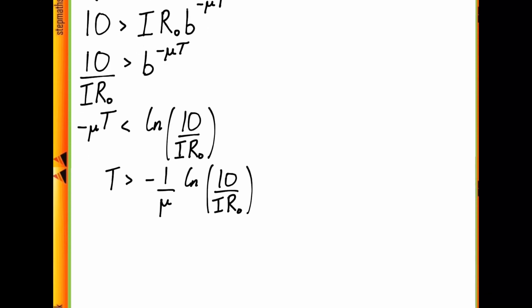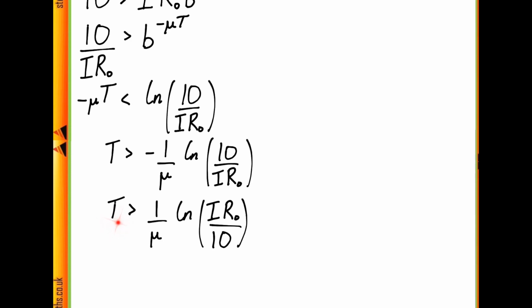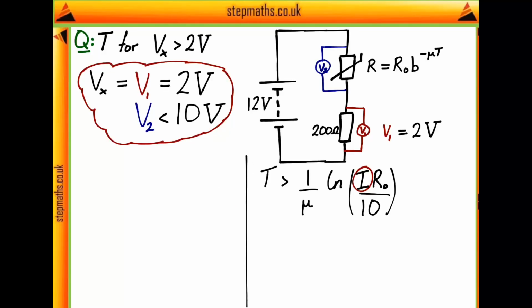But rather than stopping just here, let's go ahead and use the negative to flip the sign of the natural log, giving us this final expression. So this is an expression for T, the temperature which we're looking for. But unfortunately, if we look at this equation, whilst we've been given R0 and mu, we don't know the value of I, we don't know the current through the circuit. So the next step is to try and find this current, and then we will have our expression for T.